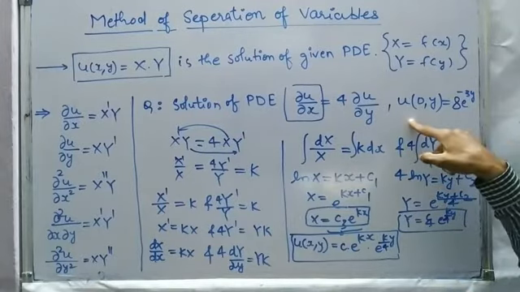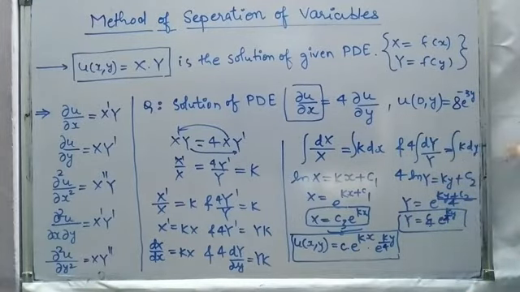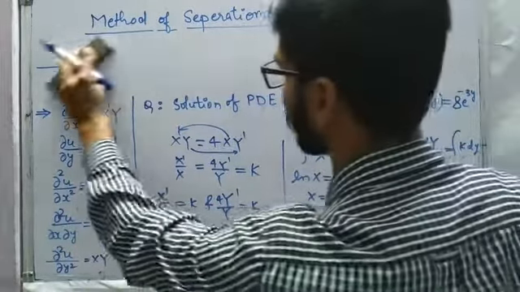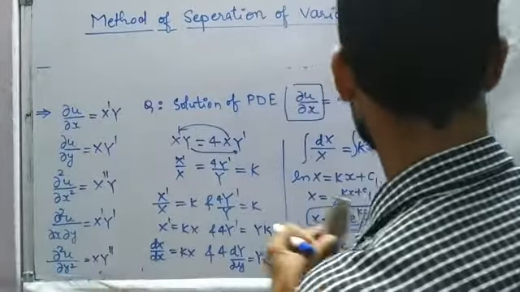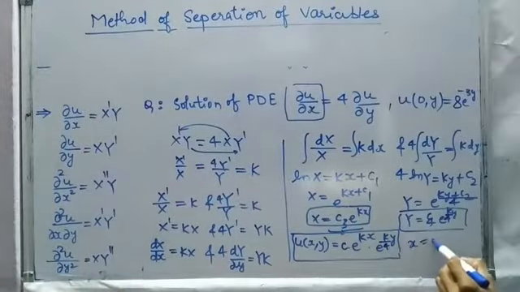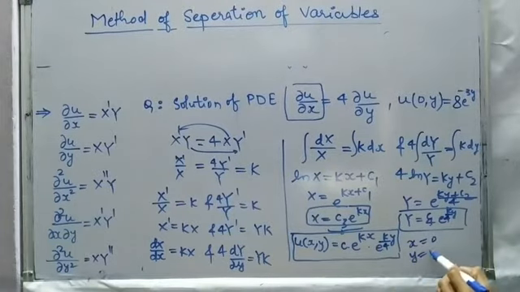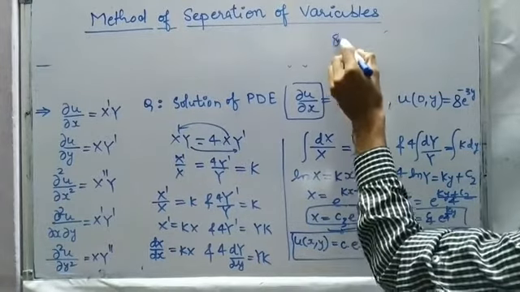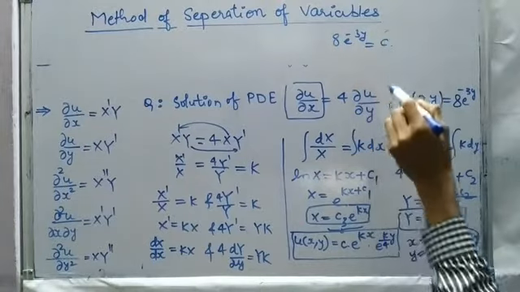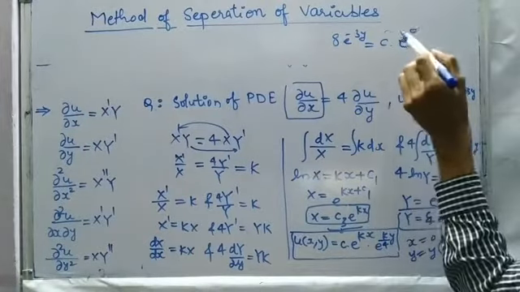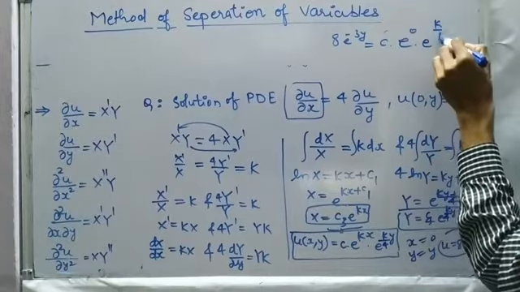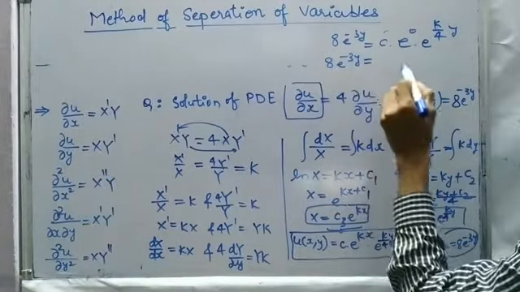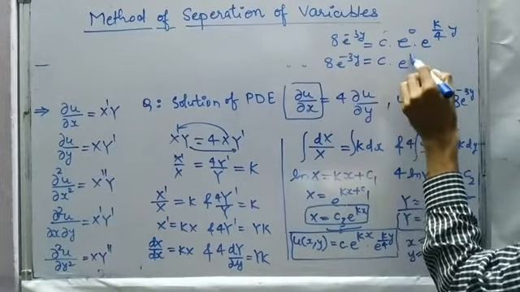And now we are given the initial condition, that u of 0 comma y is equal to 8 into e power minus 3y. So now let us make use of that particular condition. Put x equal to 0 and y equal to y, we have u is equal to 8 e power minus 3y. So u is equal to 8 e power minus 3y is equal to c into e power 0 into e power k by 4 y. So we have 8 into e power minus 3y is equal to, e power 0 is nothing but 1, c into e power k by 4 y.